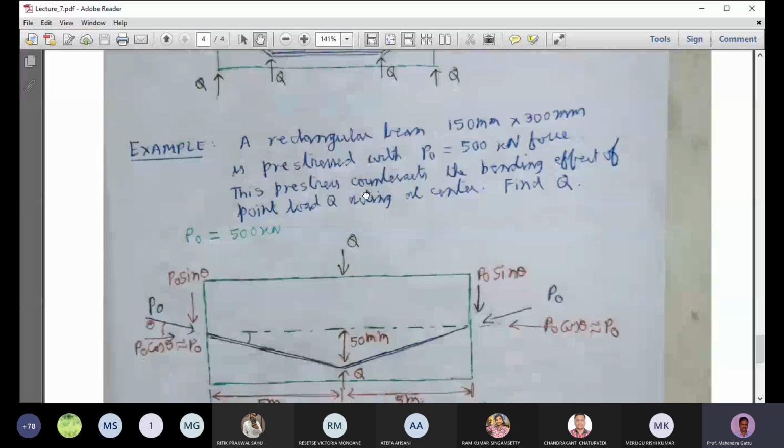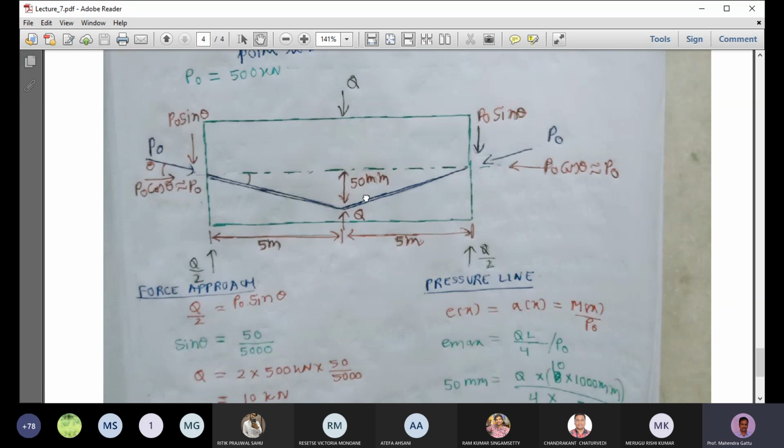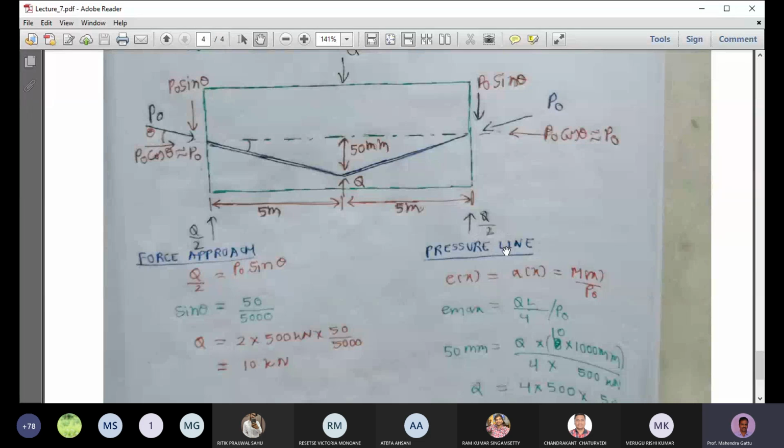Now we'll do a very simple example. We have a rectangular beam with dimensions 150 by 300, and the pre-stressing force is given as 500 kilonewton. The maximum eccentricity allowed with respect to the neutral axis is 50 millimeters. The point load is acting at the center, and we are asked to find what the Q value is and how to lay out the cable. One is the pressure line approach, and the other is the force approach. If you do the force approach, you lay out a cable like this.